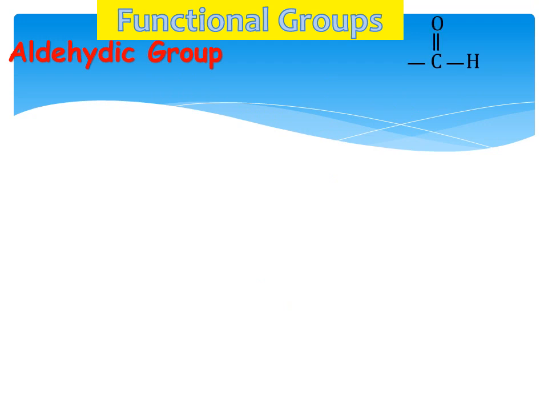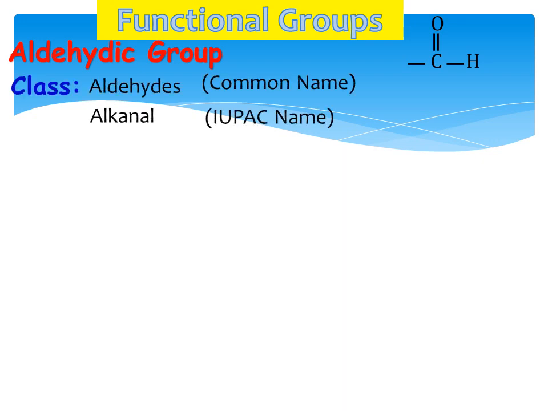Let us move towards another group which is considered the queen of functional groups, and that is the aldehyde group. As you remember, in the carboxylic group you have COOH, but over here instead of OH you simply have a hydrogen atom along with the carbonyl group. So this is the queen of functional groups. Their common name is basically aldehydes.